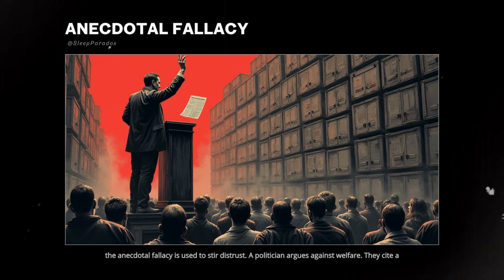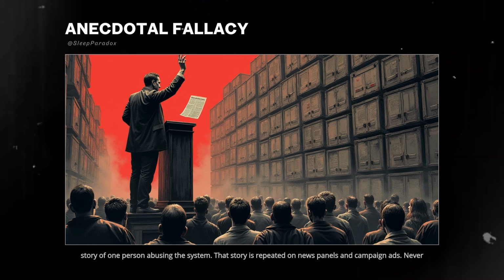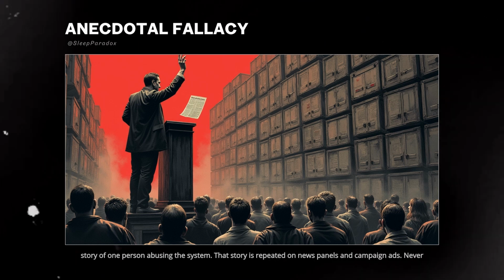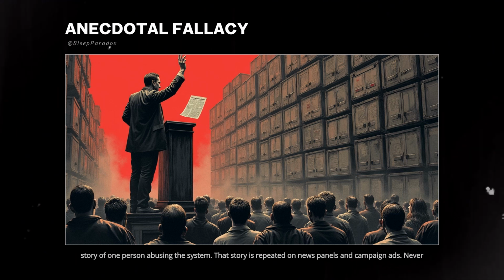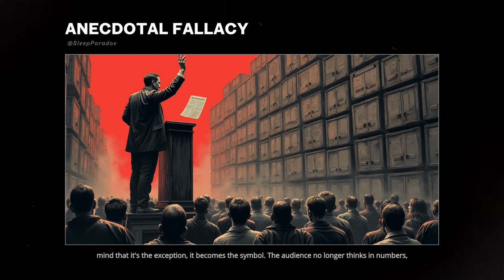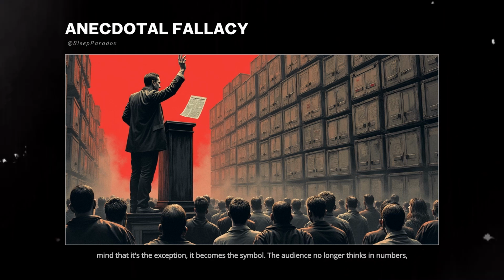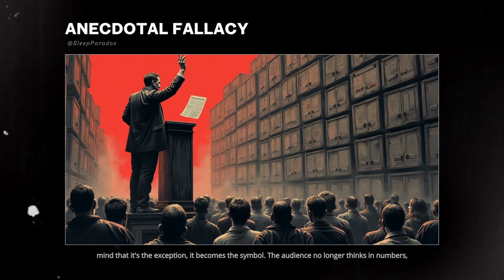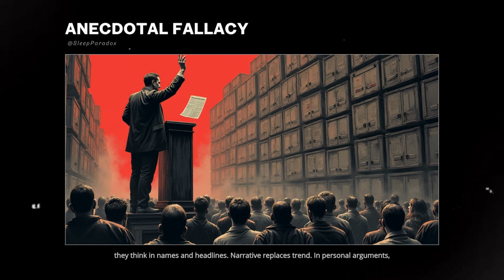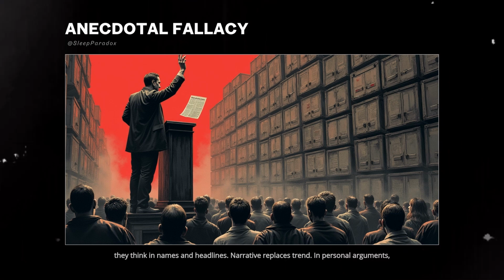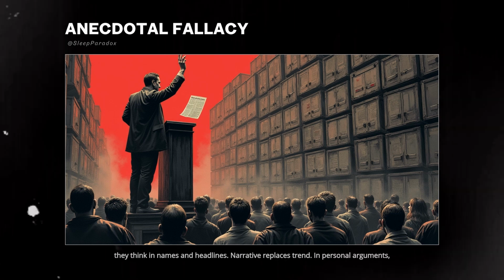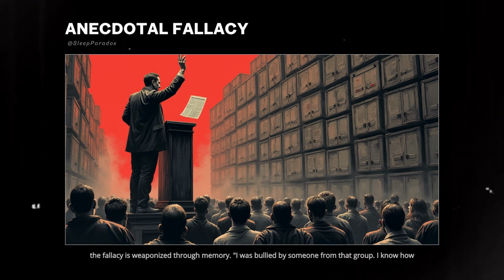A politician argues against welfare. They cite a story of one person abusing the system. That story is repeated on news panels and campaign ads. Never mind that it's the exception, it becomes the symbol. The audience no longer thinks in numbers. They think in names and headlines. Narrative replaces trend.